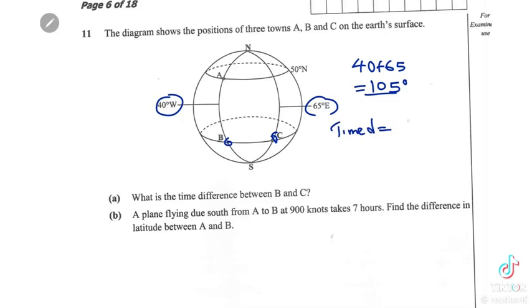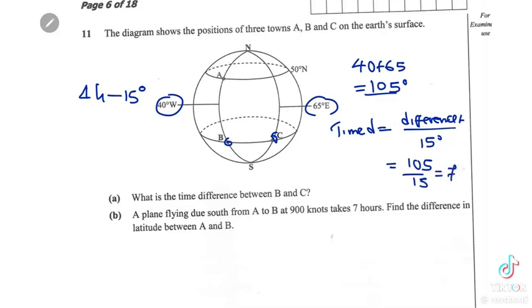Time difference is just converting this difference in their longitude into hours. So it's just the difference in longitude divided by 15, because we know that 1 hour is equal to 15 degrees. So that's the conversion that we use. So 105 divided by 15 is going to give us 7 hours.